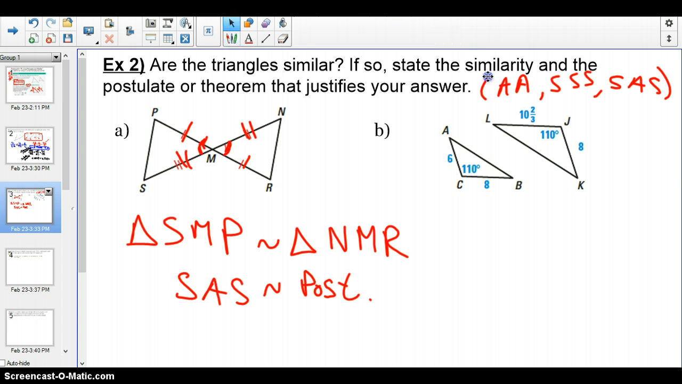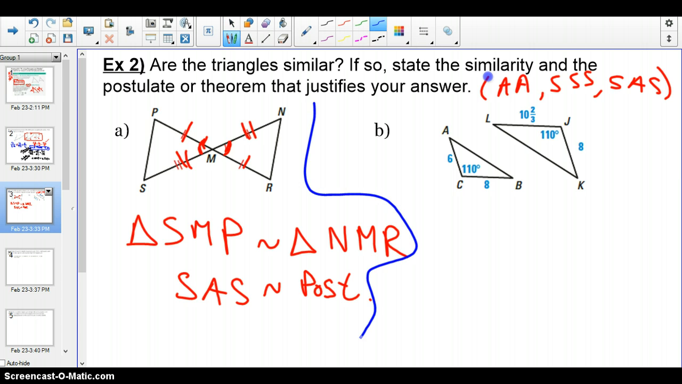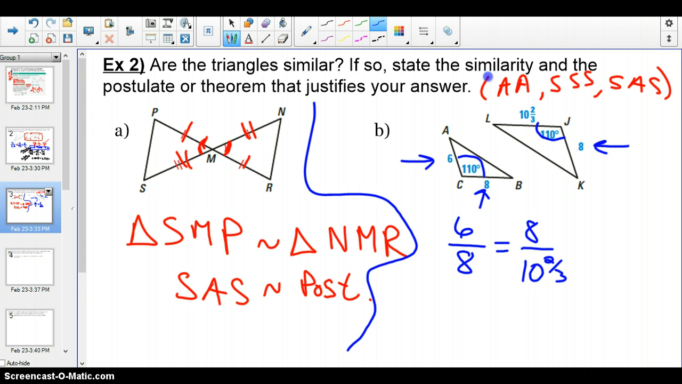All right, let's look at part B. Oh, you guys are probably really awkward now. Sorry. All right, what I have in part B is, again, the information I'm given is an angle, an included angle, and then the two sides that are adjacent to that angle. So I want to make sure that my corresponding sides are proportional. So what I'm going to do is look at my shorter side, which is 6, and that has to be proportional to 8. And that ratio there has to be equal to the ratio of 8 to 10 and 2/3. And that is true if you calculated that.